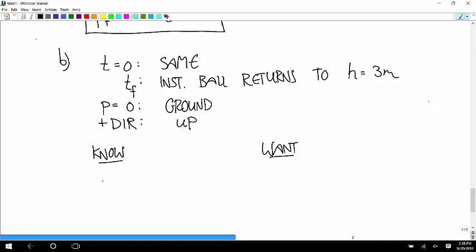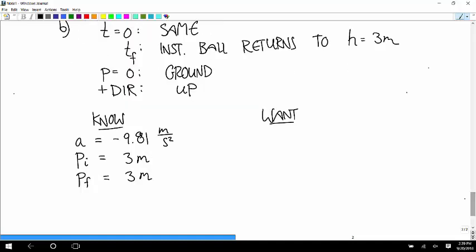Okay, so do we know time final? Do we know how long it takes to go from when it's thrown to the end? No. Do we know the acceleration? Yep, that's always negative 9.81. Do we know the position at time equals 0? Yep, that's positive 3 meters. Do we know the final position? Yes, what is it? Positive 3 meters again. Yep, that's right.